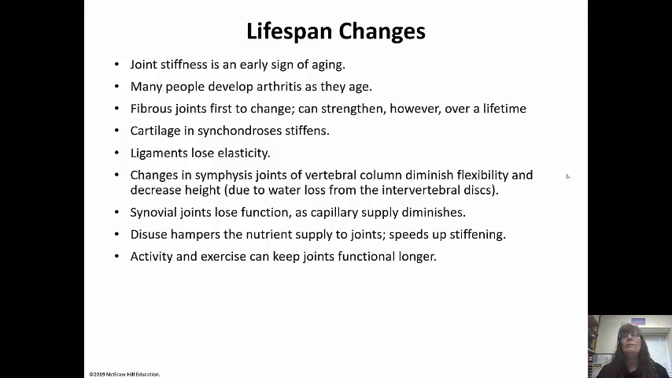The fibrous joints are the first to change. They can strengthen over a lifetime, though, if you work at it. Cartilage and synchondroses tend to stiffen up, and as I said, those ligaments lose their elasticity.